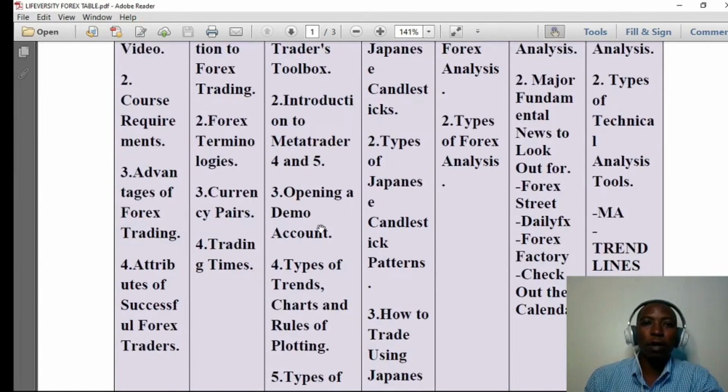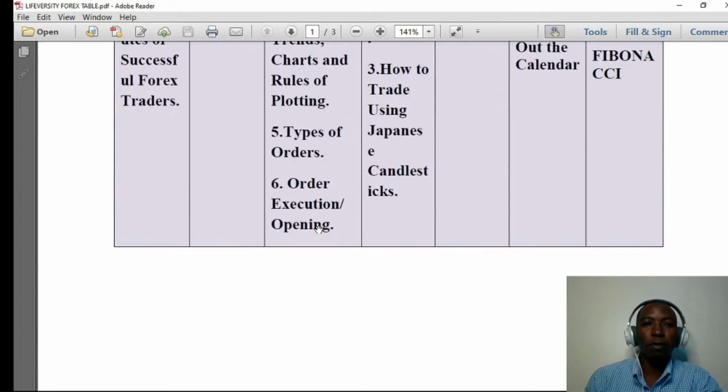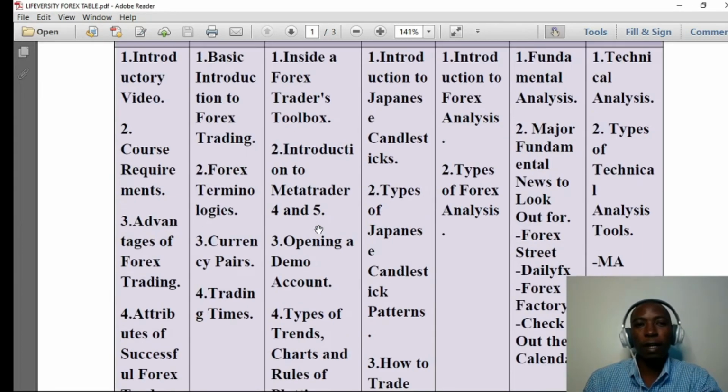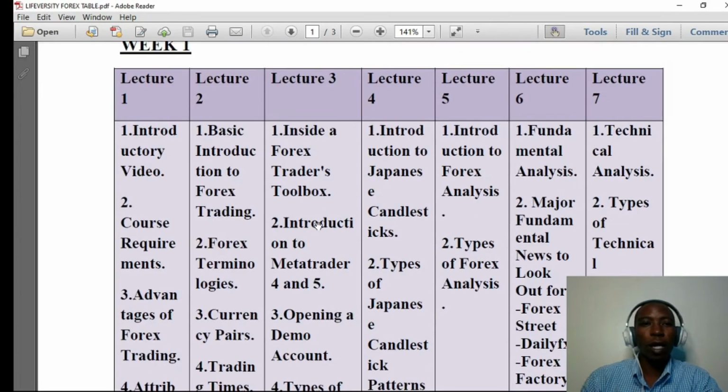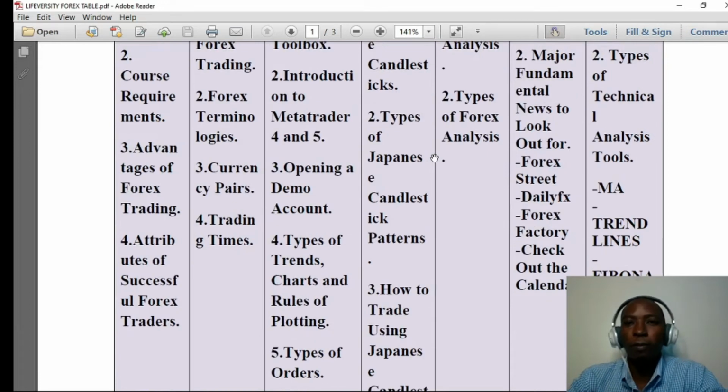After that, I will also be able to introduce you to what to expect in the second week of the Lifeversity Forex Trading course. Welcome aboard, guys. Coming up next is lecture 1, part 2, course requirements. And then we go to part 3, advantages of forex trading, and lastly, attributes of a successful forex trader.